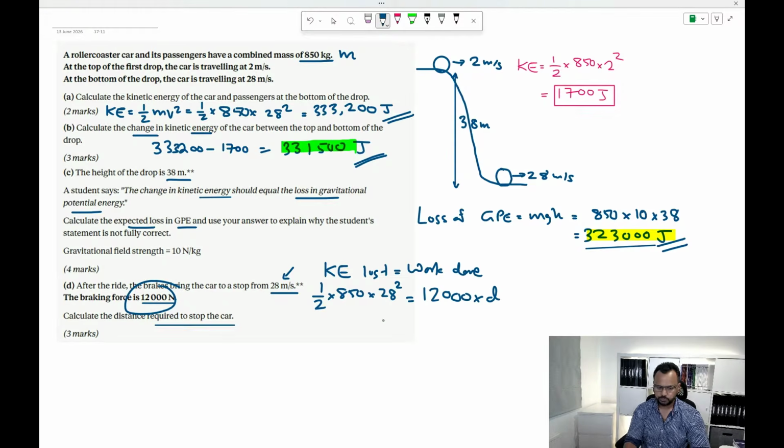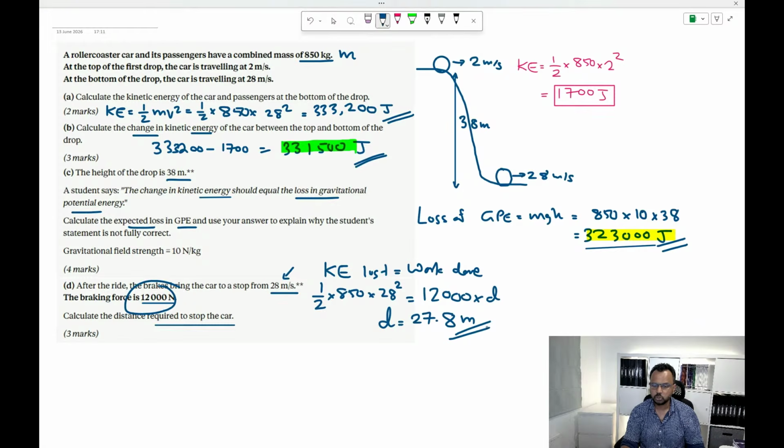So what do I need to do? I need to put 0.5 times 850 times 28 squared, and that should be divided by 12,000. That gives me the distance that it travels before it stops: 27.76, let's call it 27.8 meters. Done. Thumbs up if you understand this. It's a slightly hard one, guys, this last part.